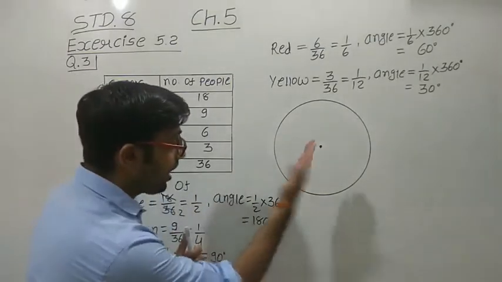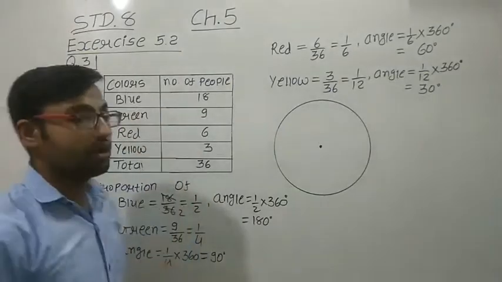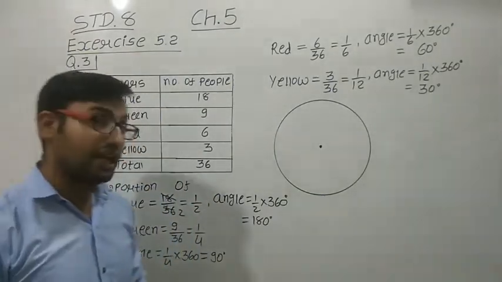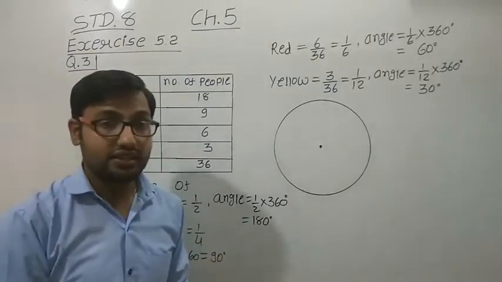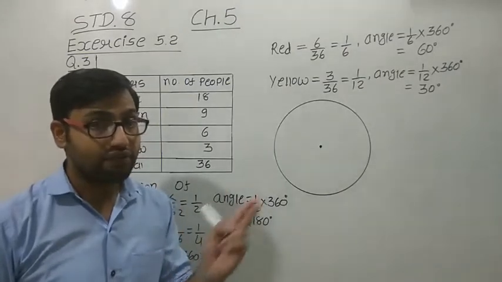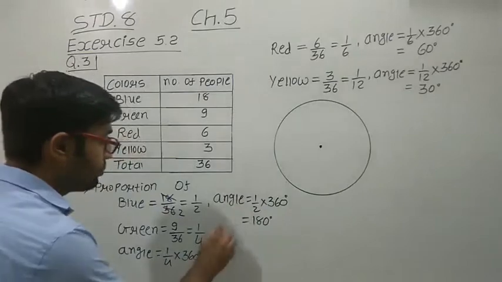That means the half circle we have to give to the blue color, right? So now think about the angle. If the total angle is 360 degrees, then how much angle do we have to give to the blue? Half. That means 180 degrees. To calculate that, we can use this formula.